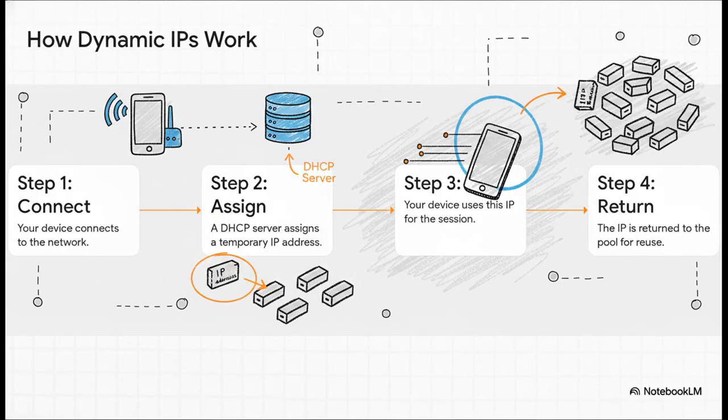So how does this dynamic system work? It's all handled by something called the Dynamic Host Configuration Protocol, or DHCP. Now that's a mouthful, but just think of it as the friendly receptionist inside your router. When you connect your phone to the Wi-Fi, the DHCP receptionist looks at its list of available addresses and lends one to your phone for that session. When you disconnect, the address goes right back into the pool, ready for the next device. It's a super efficient way to manage everything.